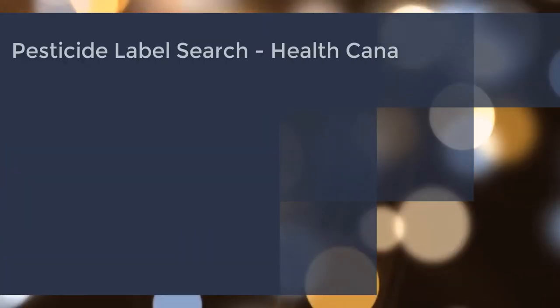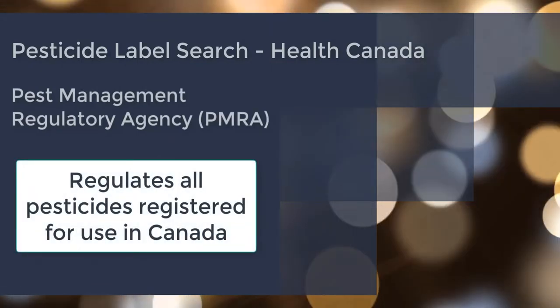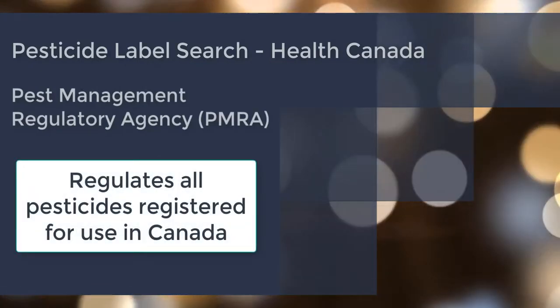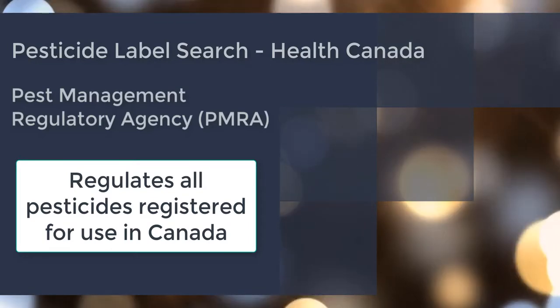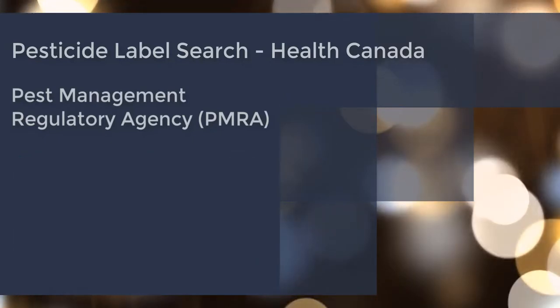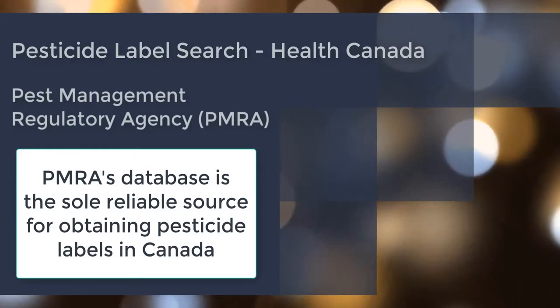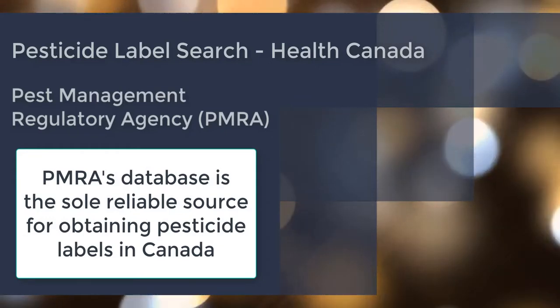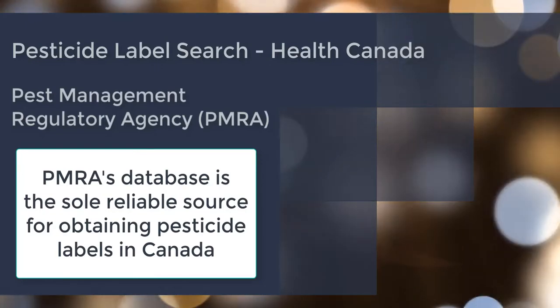The Pest Management Regulatory Agency, abbreviated PMRA, is the Canadian government agency responsible for the regulation of pest control products in Canada. In Canada, if you need to find the label for a specific pesticide, or if you're looking to find the available product names and formulations for a given active ingredient, the PMRA's pesticide label search website is the place you need to go.